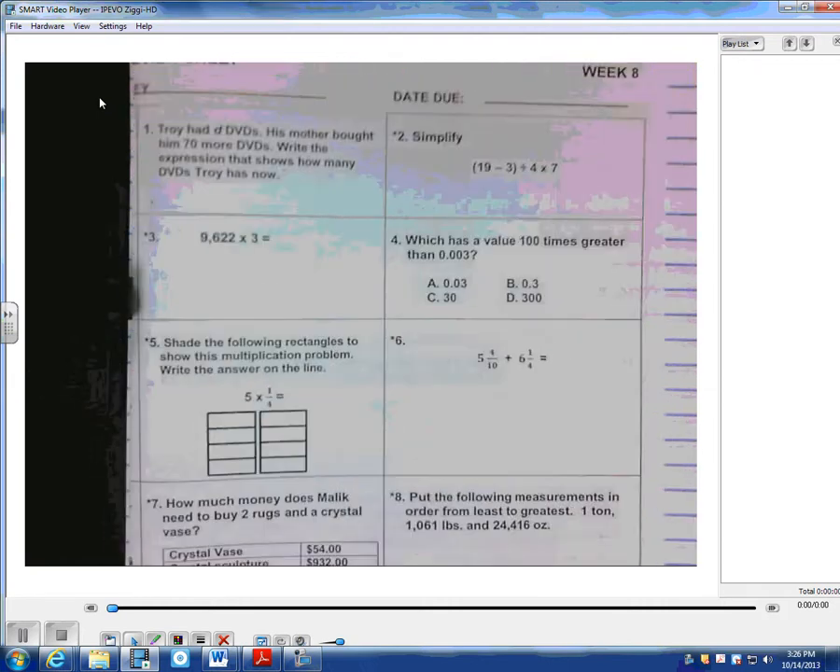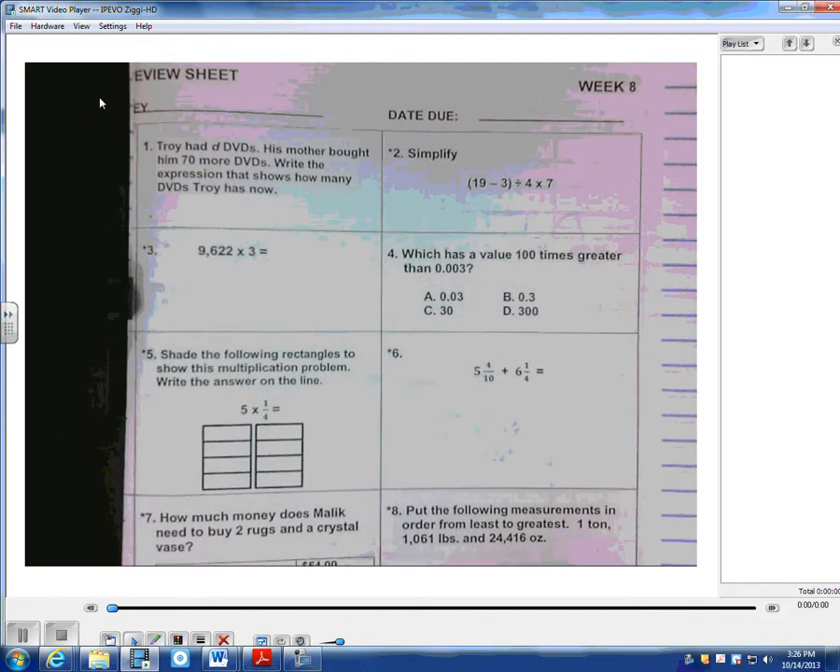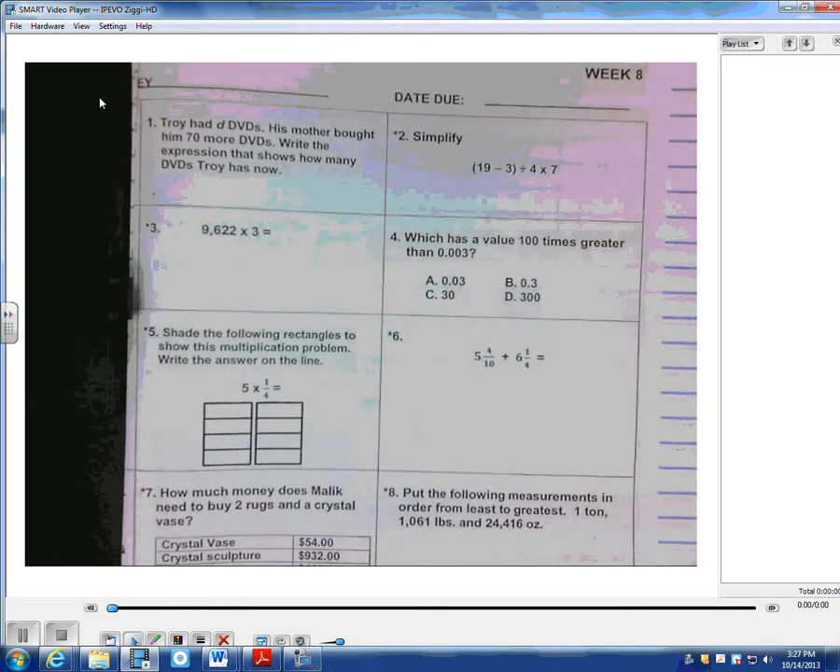Let's look at number 2. Number 2 is just a review of something we've already gone over this year. It says simplify, parentheses 19 minus 3, divide by 4 times 7.